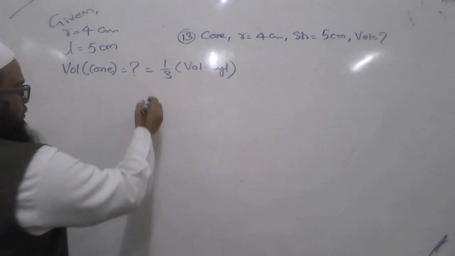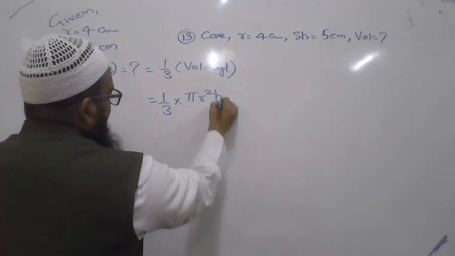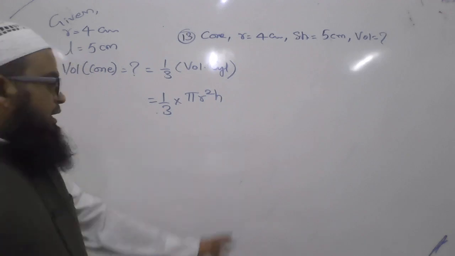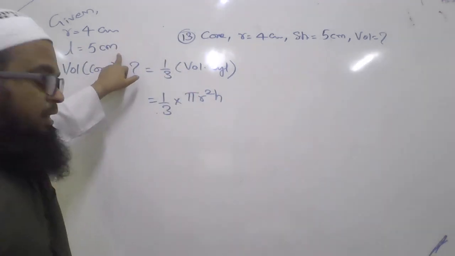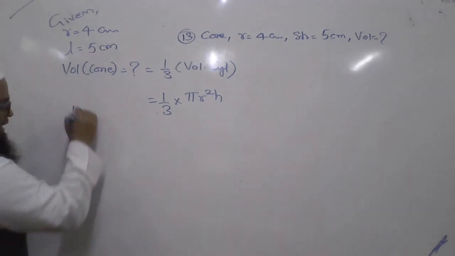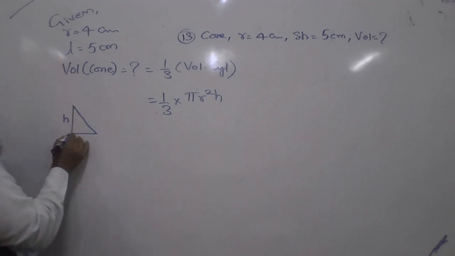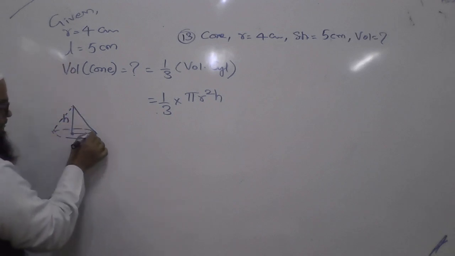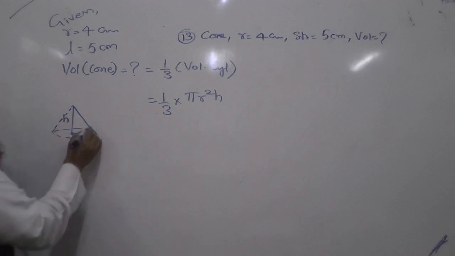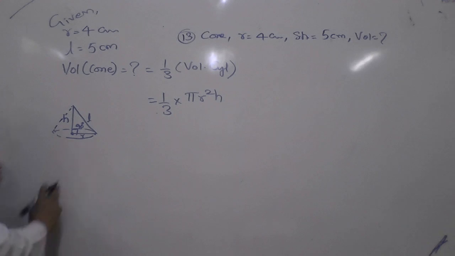Is it right? Volume of cylinder. So now what is volume of cylinder? 1/3 pi r square h. So what do you need here? Height. But is height given? Slant height is given. So actually it looks like this in 2D shape. This will be height, and what is this? The cone is like this, right? So this is height and this is r and this is l. It looks like right circular cone. L is hypotenuse.